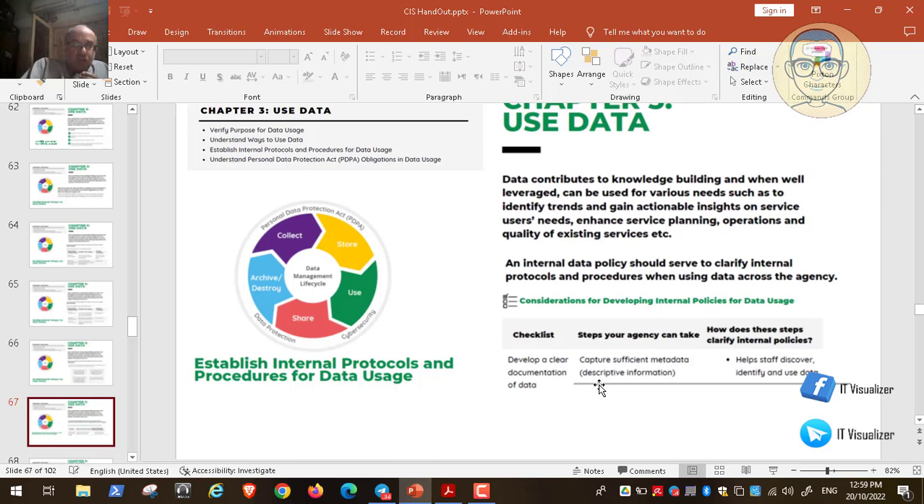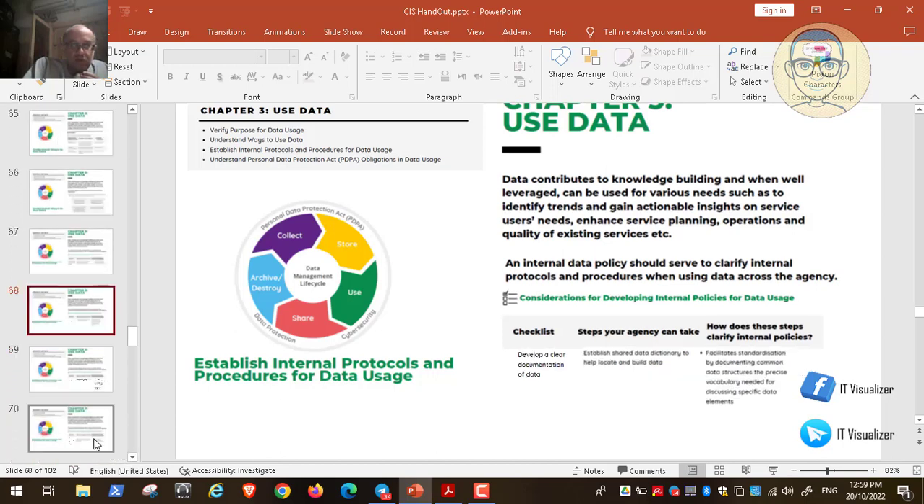So every data should be clearly identified and described, so the users can know which data to use. Help staff discover, identify, and use data. So the more clearly your data is documented and described, the more easily the users can identify the data and use it efficiently. So this is what we mean by develop a clear documentation of data. Okay, so let's go and continue with the other things.